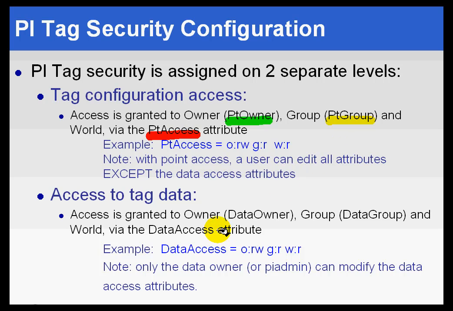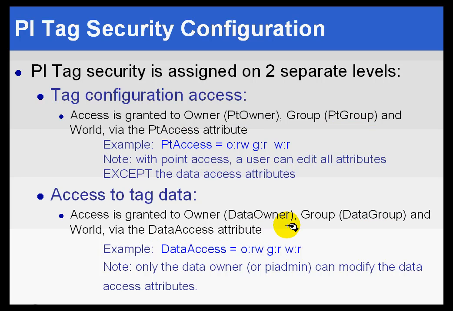So now compare that to the data owner. Every Pi tag has a data owner. It has a data group. That's the group of users associated with the tag. And then finally there is an attribute called data access, and data access basically specifies what the owner and the group and the rest of the world can do.